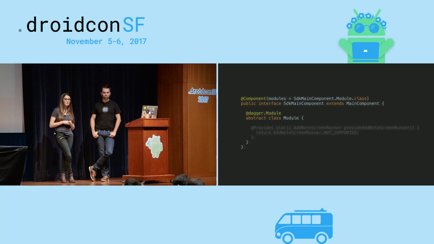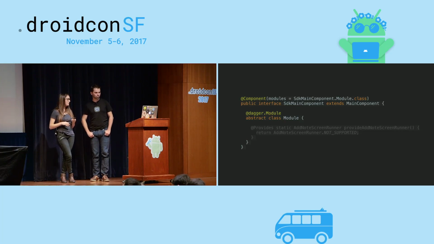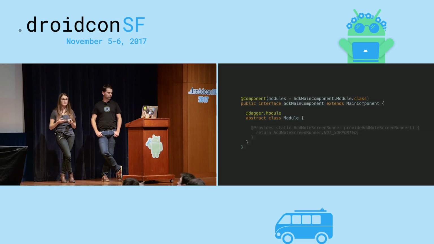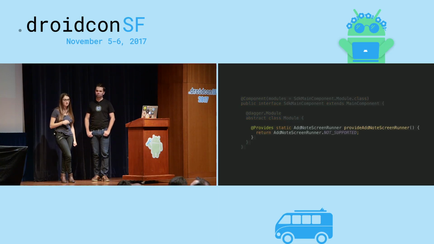Then in our app components, we start binding everything together. So here, this is a component for one of our apps. We call this the SDK app. And so this one doesn't want to ever go to the add note screen runner because we found that was dead code. So in our module, we're just going to provide it here. We're going to bind it to the not supported implementation.